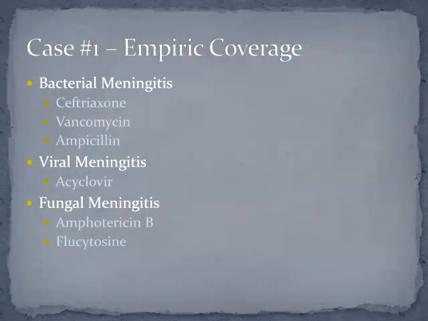Empirically, at that point, he was diagnosed with meningitis, and he was covered with fairly broad-spectrum antibiotics. He was covered with ceftriaxone, vancomycin, and ampicillin for bacterial meningitis, and the ampicillin was added because of his history of immunosuppression with ulcerative colitis. He was covered with acyclovir, and then again, because of this question of immunosuppression, he was started on fungal therapies.